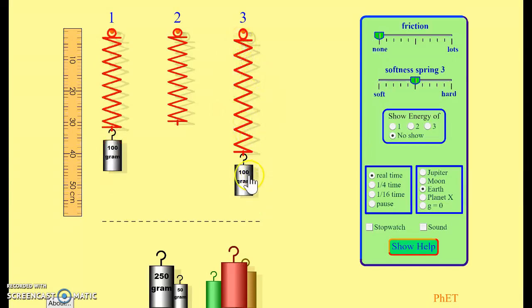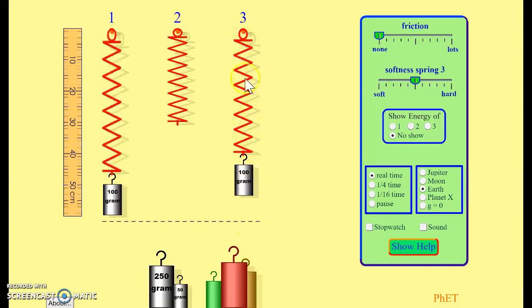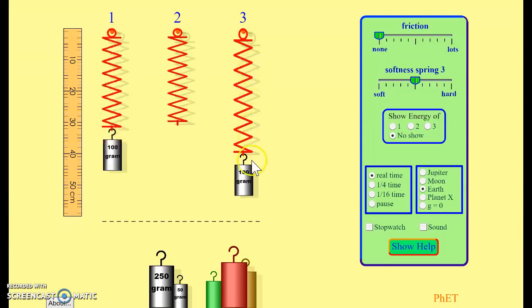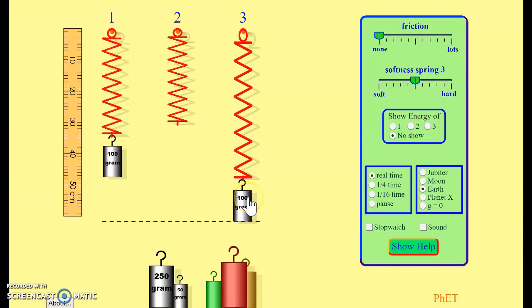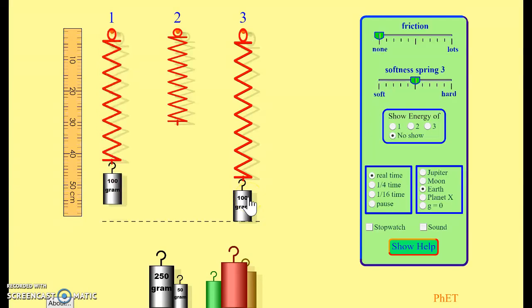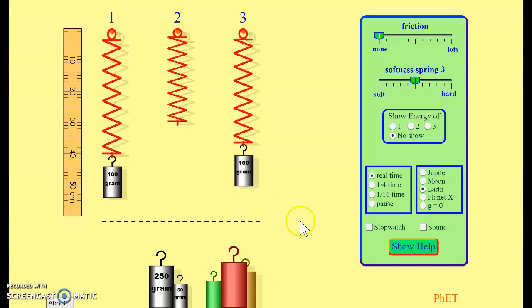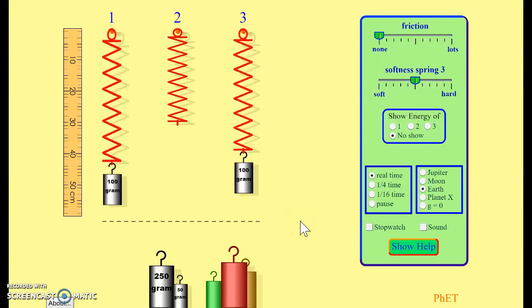Spring 3 has the same mass, 100 grams. It has the same spring constant, the same stiffness. So if I pull it back and I let it go, it will oscillate with the exact same simple harmonic motion. These are the same, right?